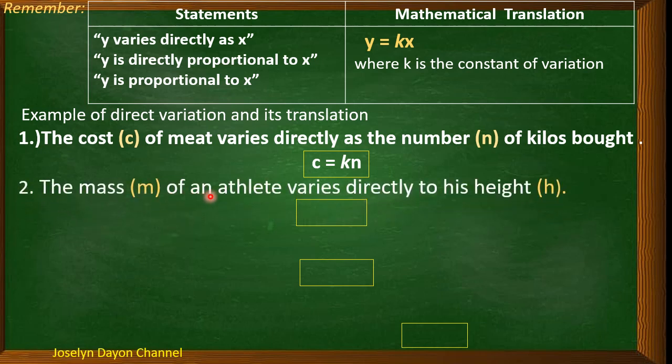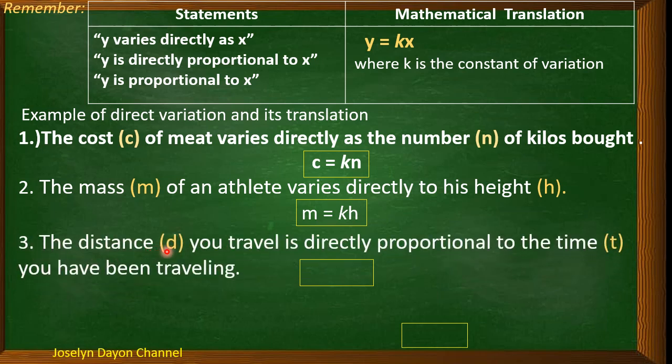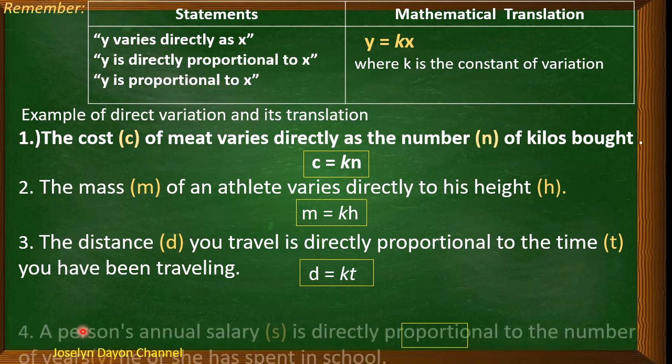Another example. The mass of an athlete varies directly to its height. Since the mass is being denoted by M, so we will have M is equal to KH. Third example. The distance D you travel is directly proportional to the time T you have been traveling. So this is translated as D is equal to KT.